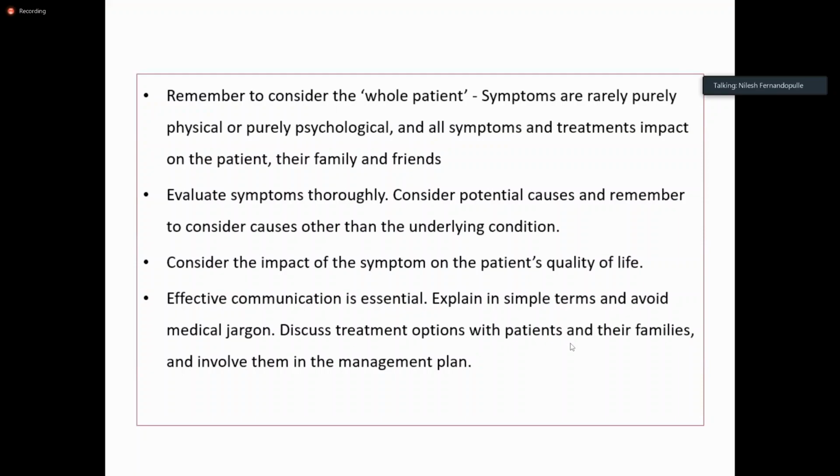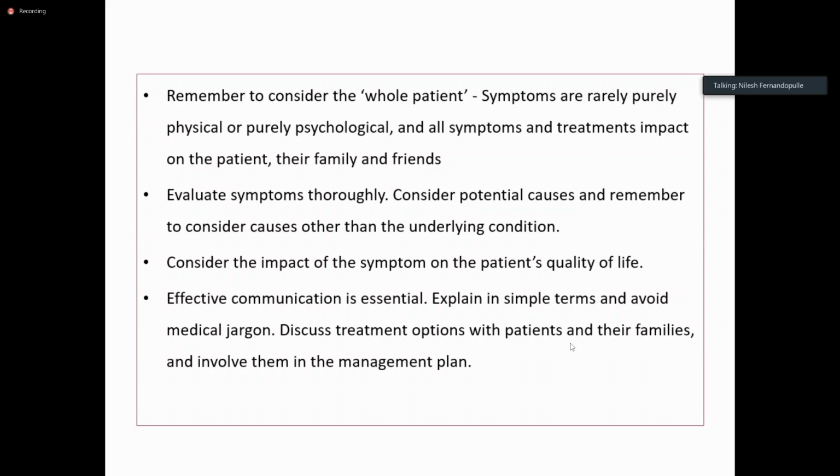Remember to consider the whole patient rather than just the patient's GI tract or the respiratory tract or whatever. Symptoms are rarely purely physical or purely psychological. It's a combination of things. And all symptoms and treatments impact on the patient, their family, and friends. You need to think about the whole. It's a holistic approach, which you are all familiar with.